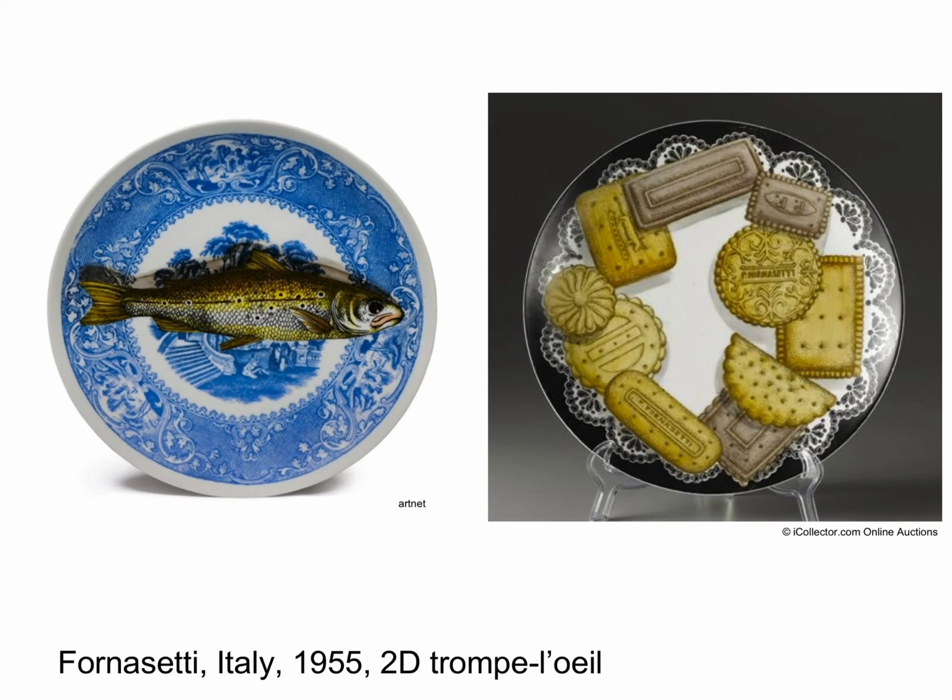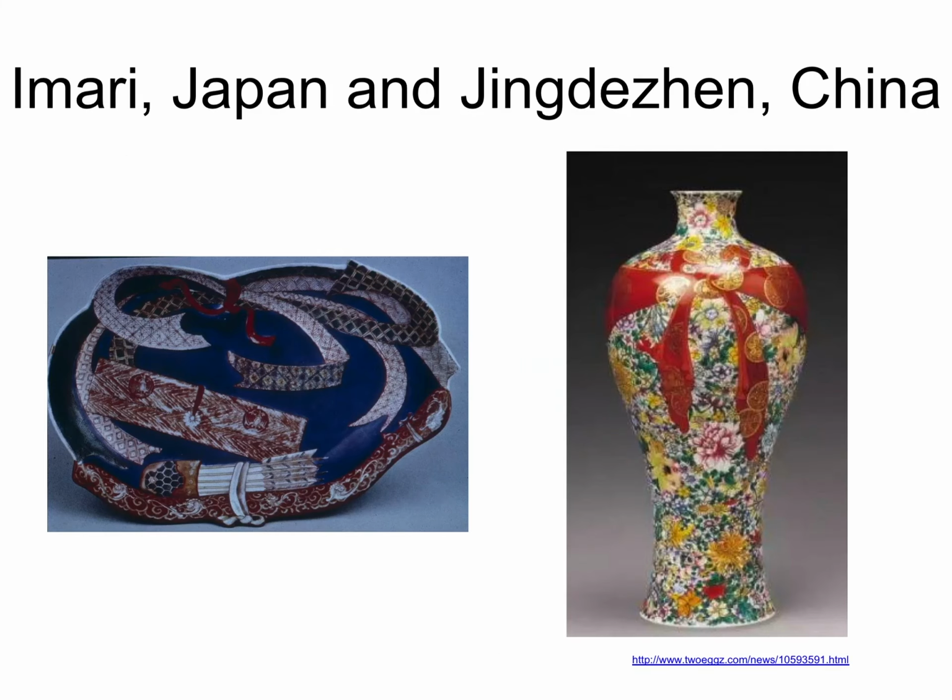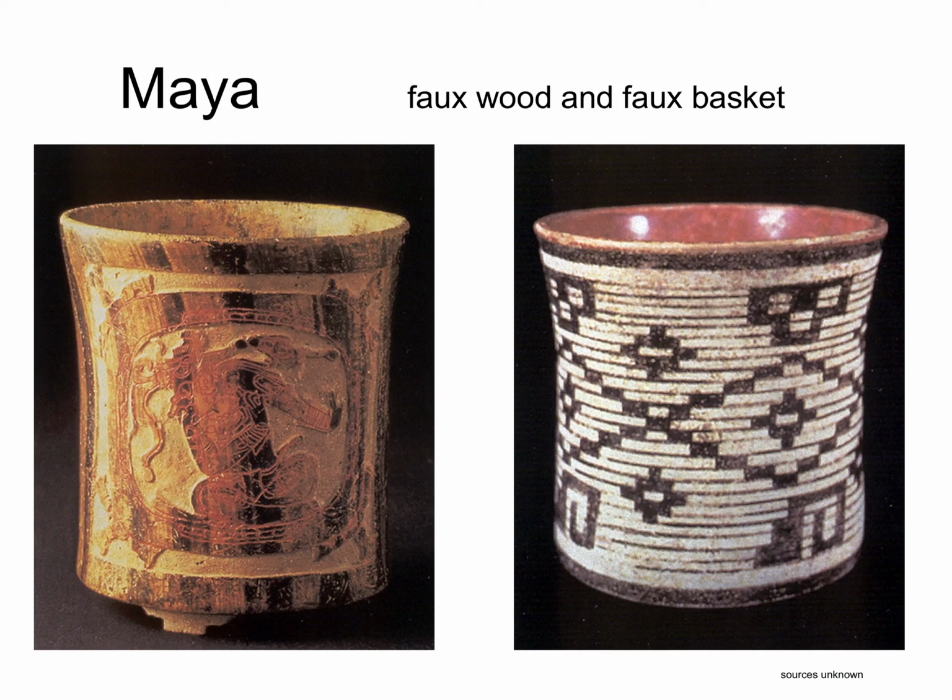Those are not digitally printed, they're silk screen prints that are transferred to wares to give you the impression that there is a fish or cookies and biscuits on the plate, and then the plate can be used functionally for other purposes, of course. Example from Imari, Japan, and Jingdezhen, China, incorporating fabrics, textiles, ribbons, and so on and so forth in ceramic material. And in the Mayan world, from pre-Columbian America, we have faux wood on the left and faux basket on the right, translated into ceramic forms.